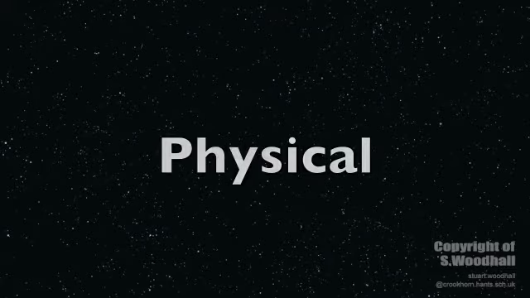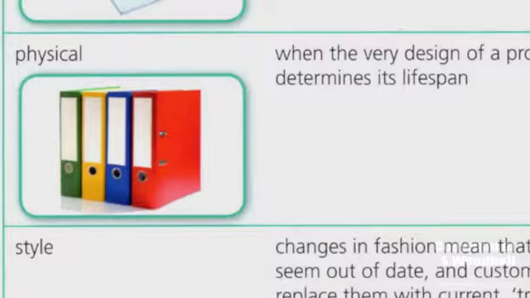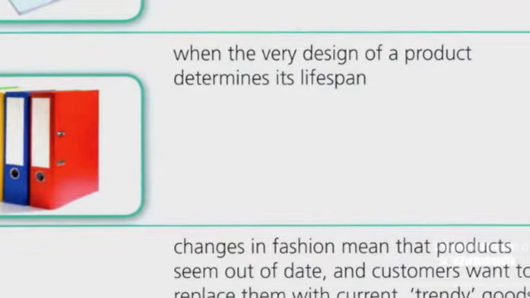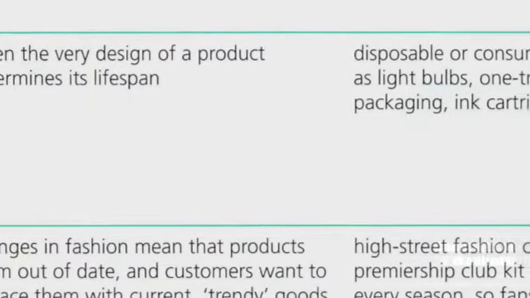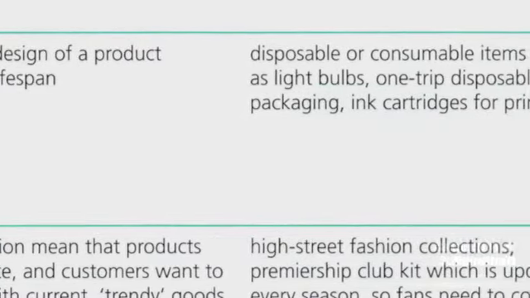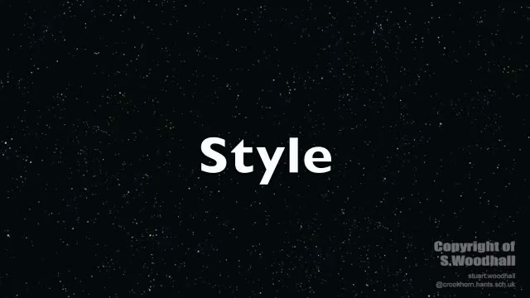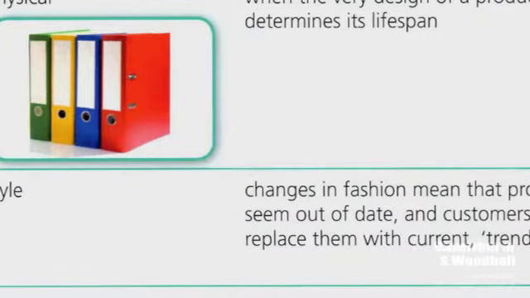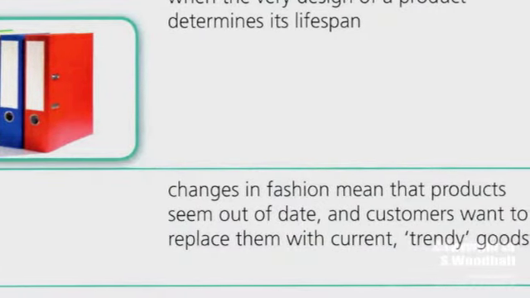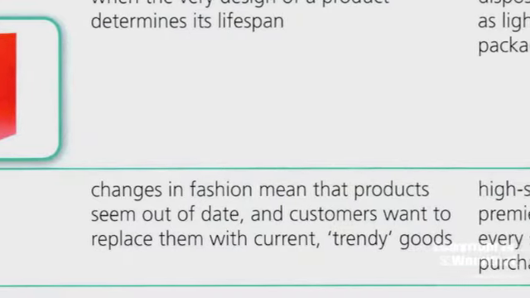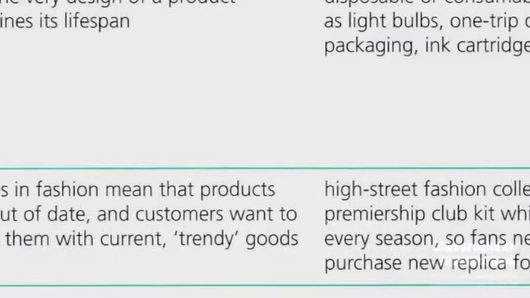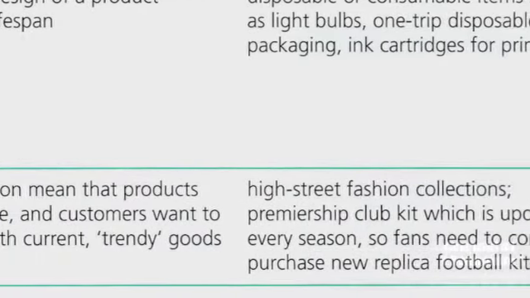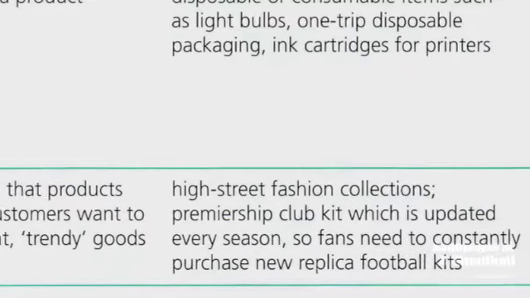The third form is physical, when the very design of a product determines its lifespan. These products are often disposable and consumable items such as light bulbs, one-trip disposable packaging, ink cartridges, and printers. The last form is style, where changes in fashion mean that products seem out of date and customers want to replace them with current trendy goods. An example would be high street fashion, or Premiership club kits, which is updated every season, so fans need to constantly purchase new replica football kits.